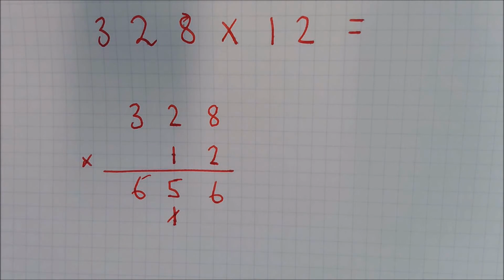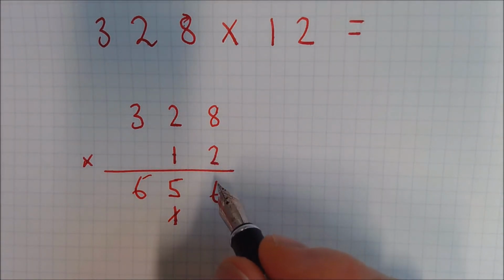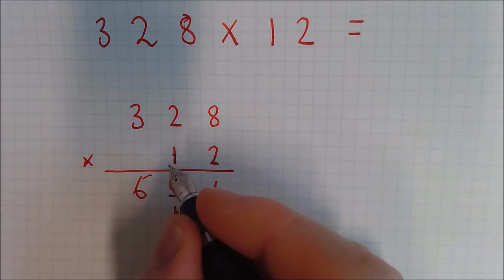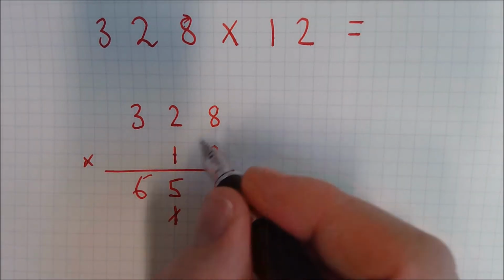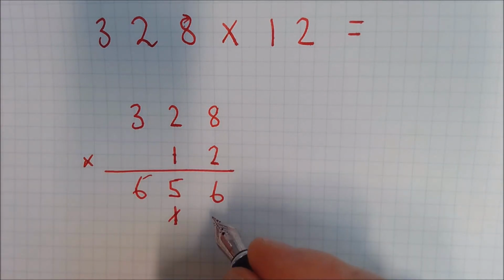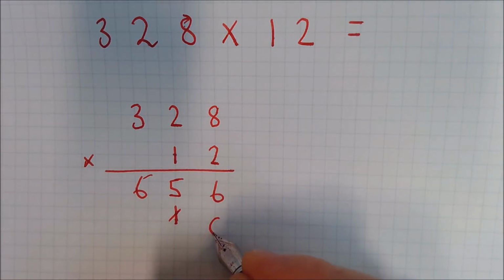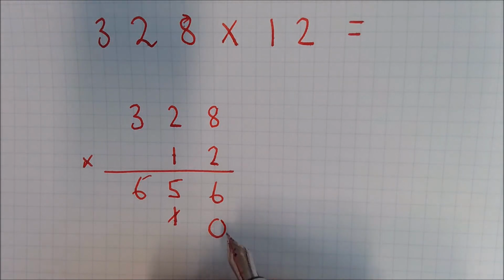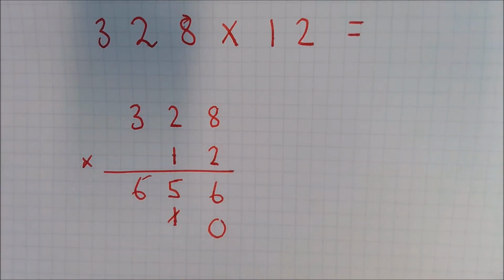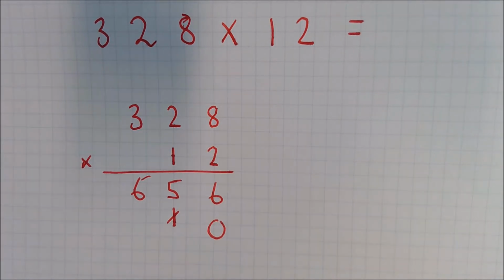Okay. So the next step is now where this gets slightly different from short multiplication. We're now going to be multiplying this top factor by this 1, and this 1 is not worth 1. What is it worth? That's right, it's worth 10, because it's a 1 in the tens column. So what we can do is we put a placeholder here, and this means that all of our other digits are going to be shifted one place to the left, which in effect is the same as multiplying by 10.